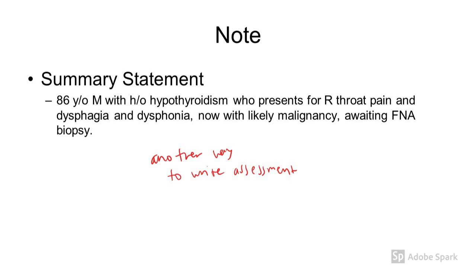Now that you've written your systems based assessment and plan, I'm going to go ahead and just go over what might be a sample one. So here you have a summary statement. Another way to write assessment: 86-year-old male with a history of hypothyroidism who presents with right throat pain and dysphagia and dysphonia, now with likely malignancy awaiting FNA biopsy. So that's your overall assessment or summary.